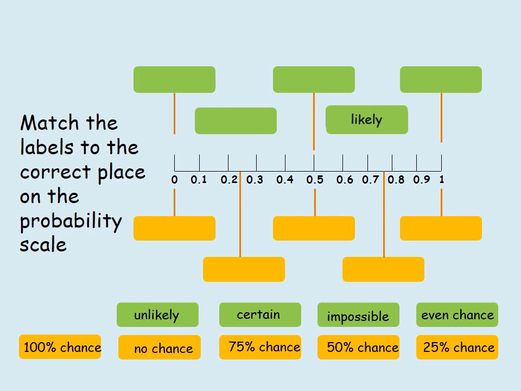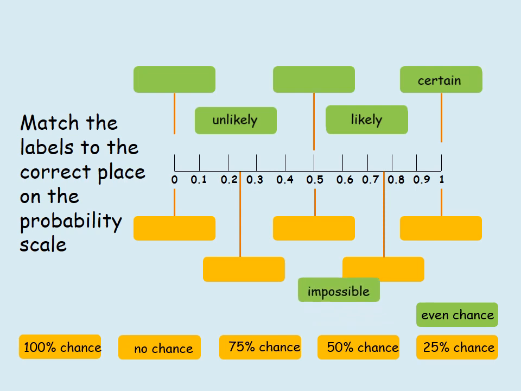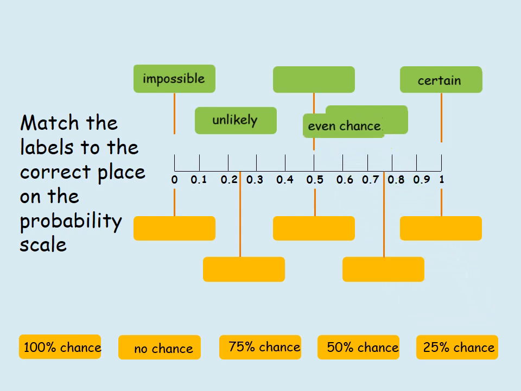Unlikely, where do we put unlikely? Yes, excellent, between 0 and 0.5. Certain, excellent. Impossible, where do we put impossible? Yes, it's on 0. Even chance? Excellent, it's on 0.5. Now let's see if you can put these percentages also on the probability scale.